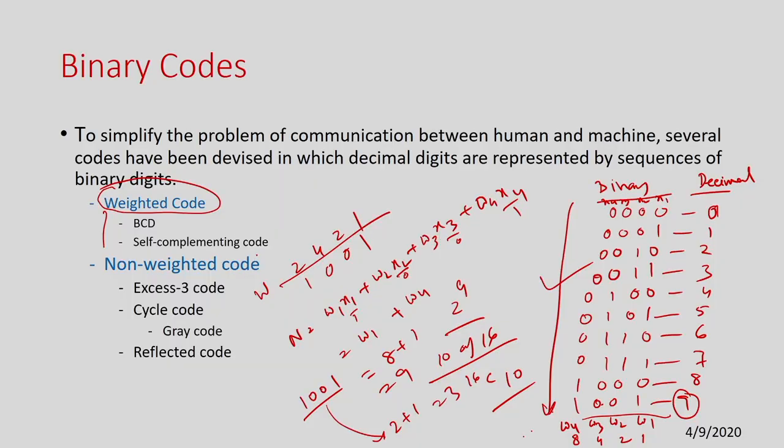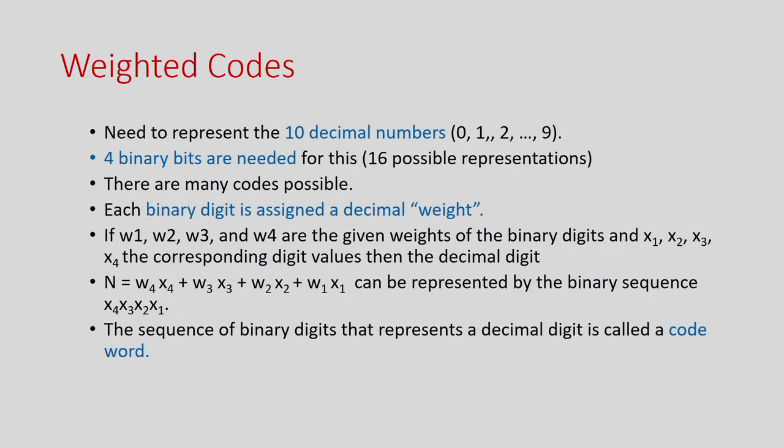There is another set of coding where I am not going to assign any weights. I will have this 4 bits binary, but there is no weight associated with this, okay, but they have some other property. So, that class of code is called non weighted code, and I am going to particularly talk about 3 non weighted codes today: XS3 code, cyclic code, and gray code, okay. So, that is something we are going to talk about. So, let us move on to our discussion on weighted code.